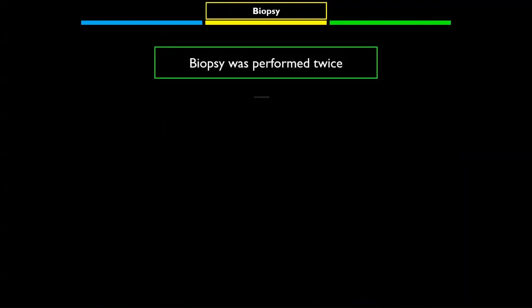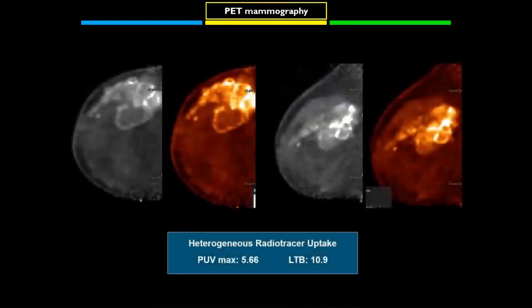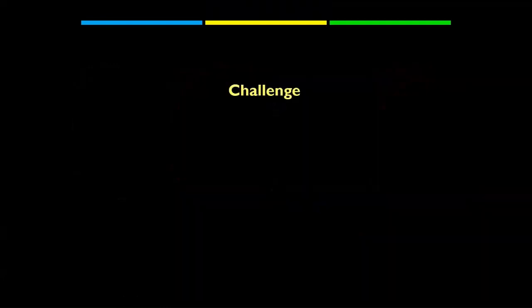A biopsy was performed twice, and it came back that there were no malignant cells in the biopsy specimens. Her clinician was still worried, and he sent her back again to perform a PET mammography. On the PET mammography, there was a heterogeneous radiotracer uptake with an SUV max of 5.6 and lesion to background activity of 10.9. These values are too high, and they usually indicate malignant breast lesions.